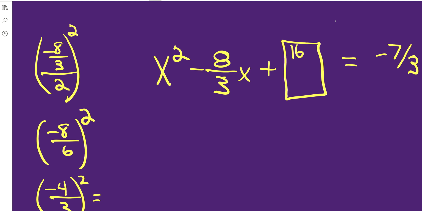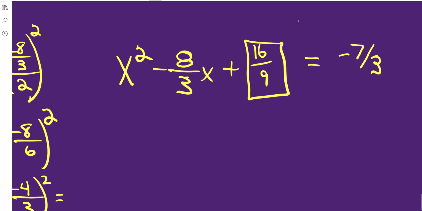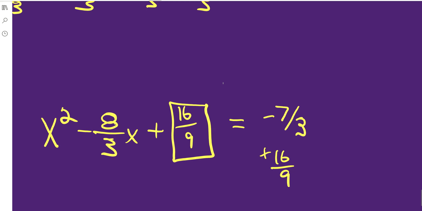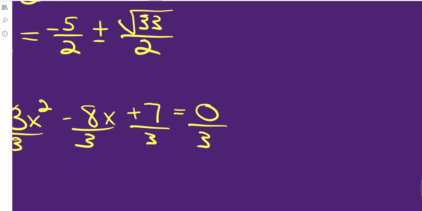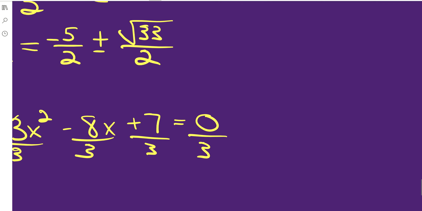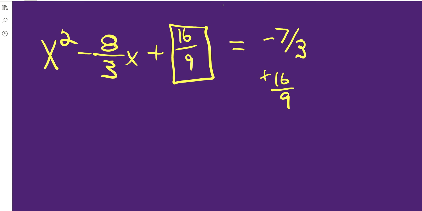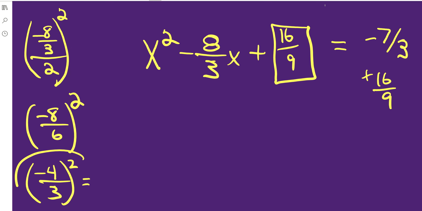Now we'll put 16 over 9 here, and 16 over 9 here on the other side. Okay, I think I've got that, doing okay with that so far. All right, so I'm going to add those two up together, and here on the left side I'm going to have my perfect square trinomial. So I need this to help me figure it out.